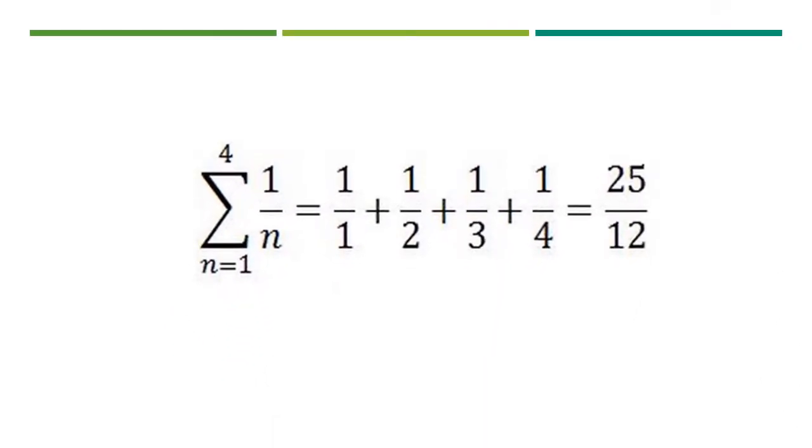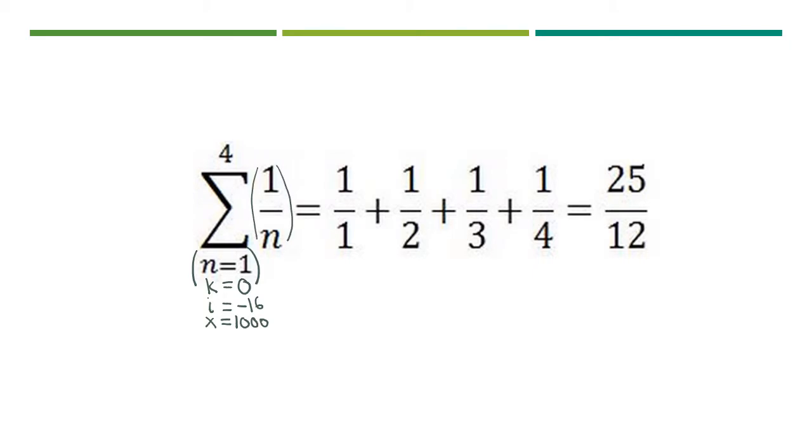We have a lot more going on with sigma now. On the bottom we have this n equals 1 stuff, and this is just telling us what our variable is and what it is we're going to start at. So this variable could be k, it could be i, it could be x, it could be any letter. And whatever it's equal to is the number that we're going to start at. We don't necessarily have to start at 1. We could have started at 0, we could have started at negative 16, we could have started at 1,000 if we wanted to. This is the format that we're going to be adding our numbers in.